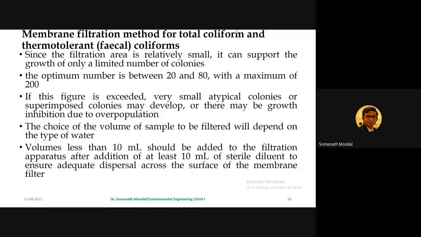Volumes less than 10 ml should be added to the filtration apparatus after addition of at least 10 ml of sterile diluent to ensure adequate dispersal across the surface of the membrane filter. So if we follow that, the chance is higher to get colonies between this 20 to 80, and we will be able to count that.